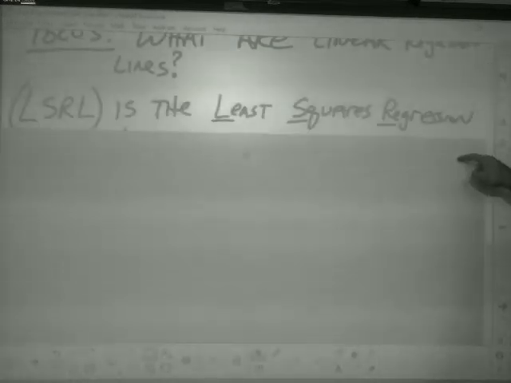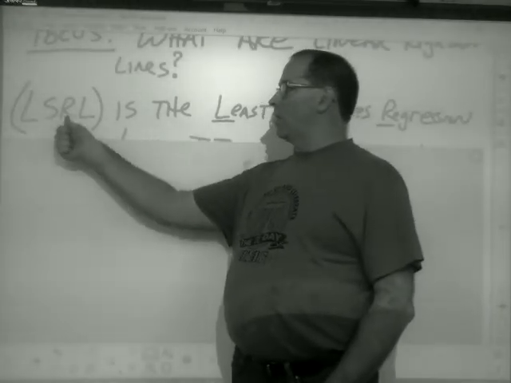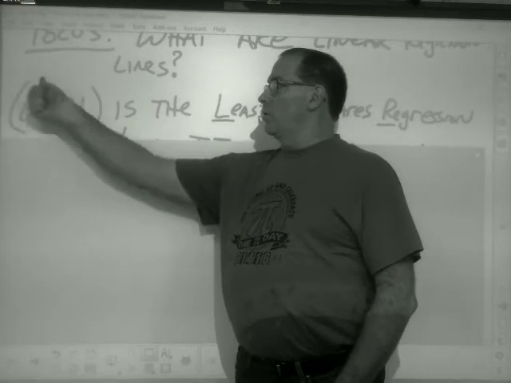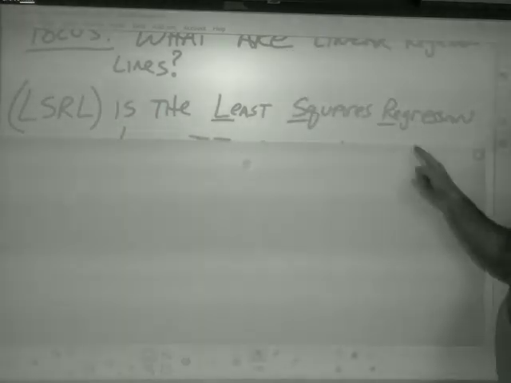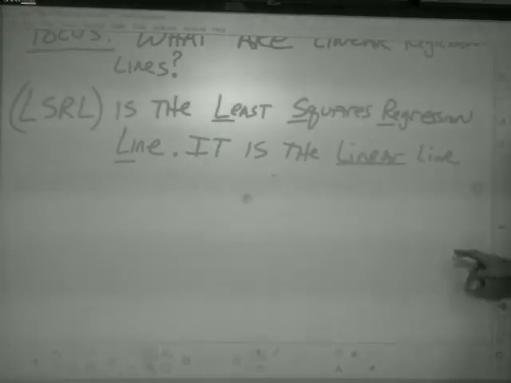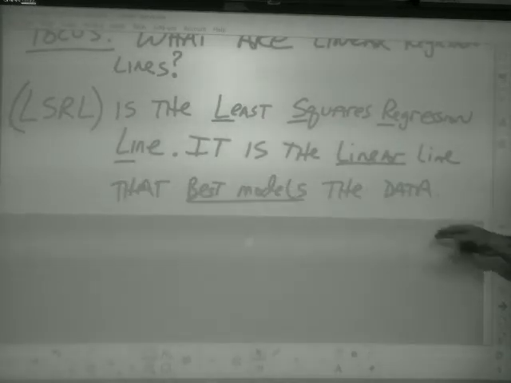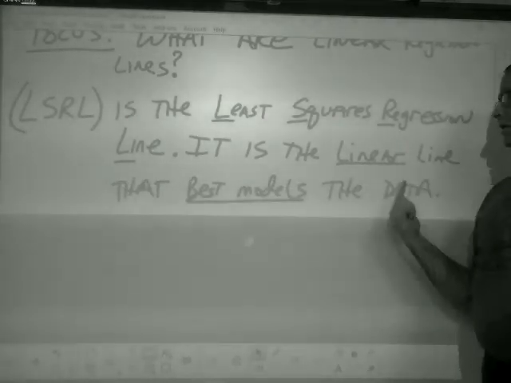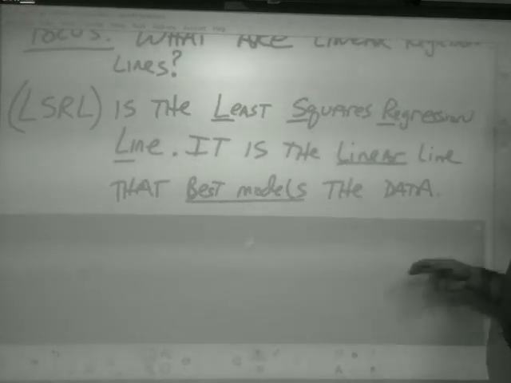So, the letters we use are LSRL. That's another way to say linear regression model. It is the least squares regression line. All right, LSRL stands for least squares regression line. It is the linear line that best models the data. It's never going to be perfect. We just try to find the one that best fits the data that we have.